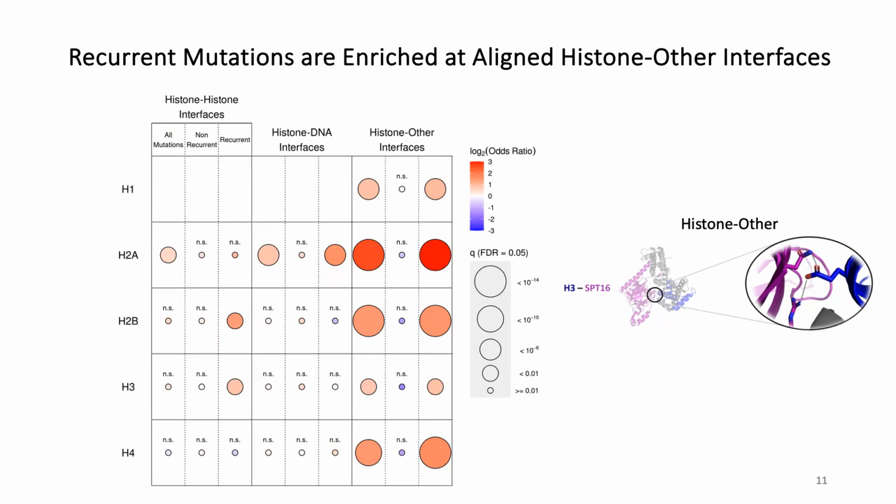And what we found was, across all different histone types, generally speaking, histone missense mutations are enriched at histone other interfaces. And this is also the case for those recurrent mutations when we're looking at them specifically. In contrast, we didn't find any significant difference for those non-recurrent mutations. So we're not really sure what the interpretation of this is yet, but we generally see that histone missense mutations like to overlap a diverse array of different interfaces for a diverse array of partners.